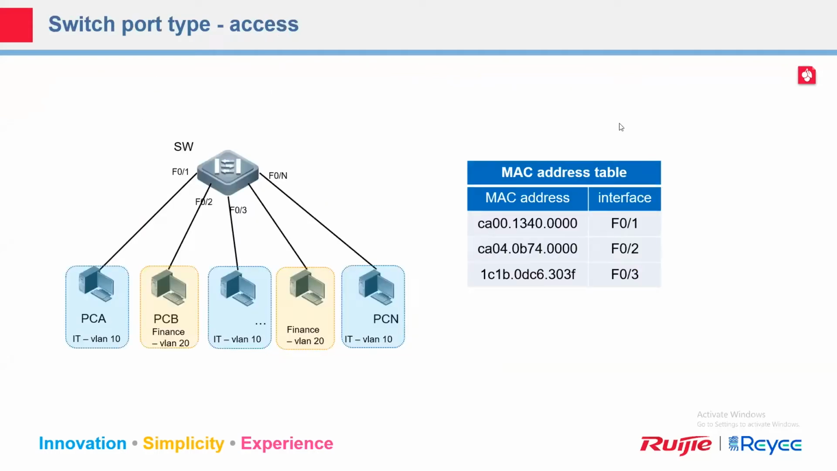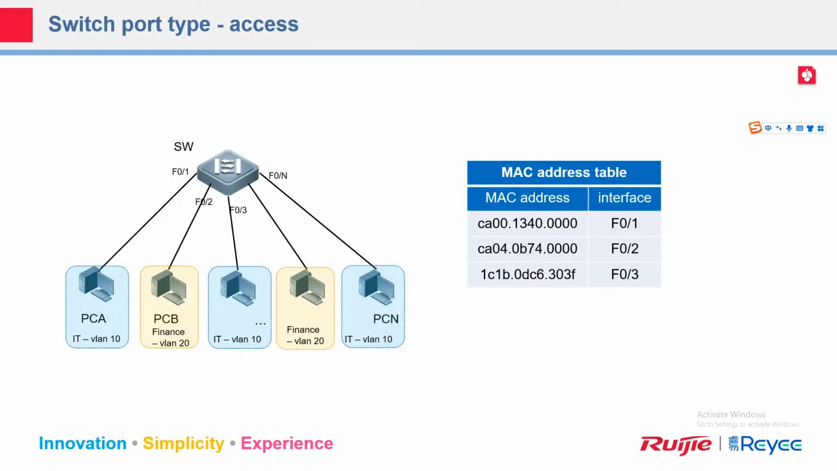And then let's see the process. For example, in this topology, we have multiple terminals, right? PCA, PCB to PCN, multiple devices. And we divide the different terminals into different departments. Maybe VLAN 10 for IT, VLAN 20 for finance. Later, when the switch receives the packets, if we don't have the VLAN, the MAC address table will only have the MAC address information and the interface information.